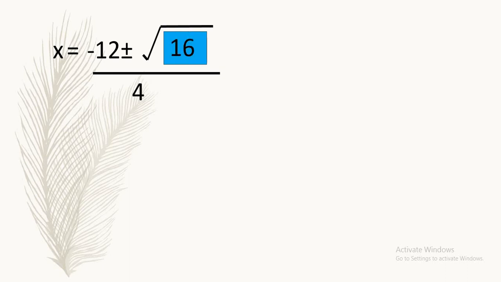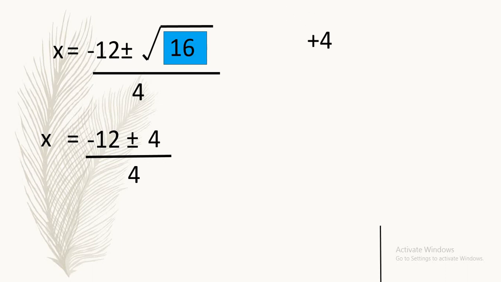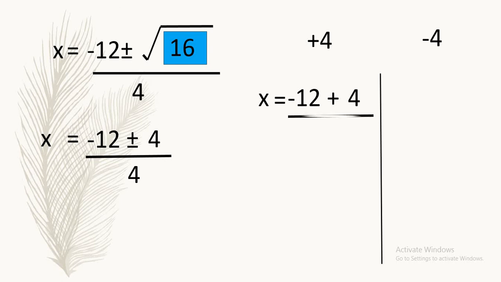So we have x is equal to 12 plus or minus 4, all over 4, because the square root of 16 is 4. We will now simplify it in two ways, the positive 4 and the negative 4. So we have x is equal to 12 plus 4 all over 4, and x is equal to 12 minus 4 all over 4.